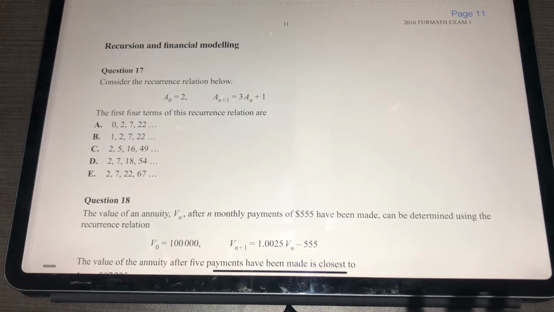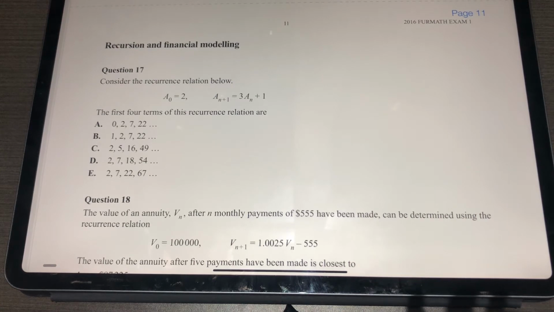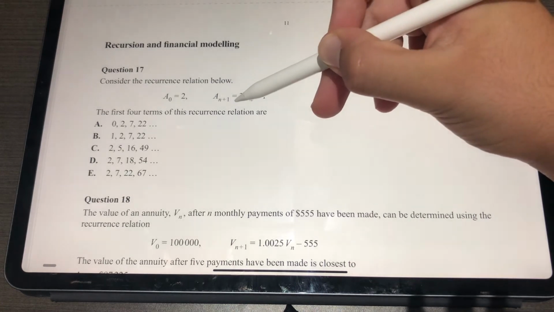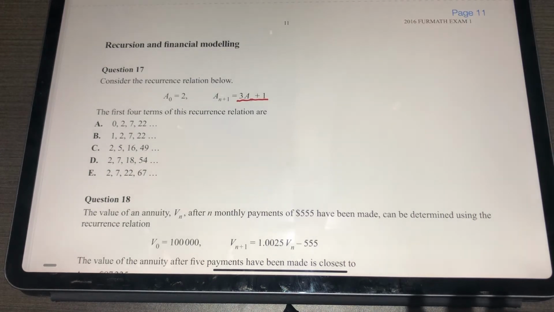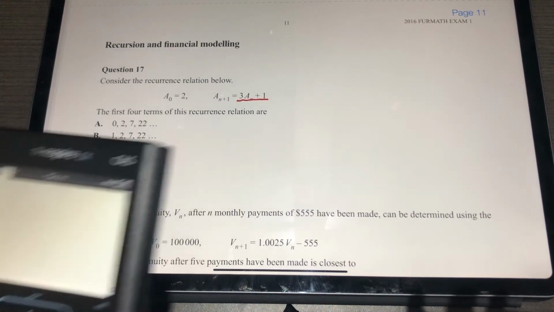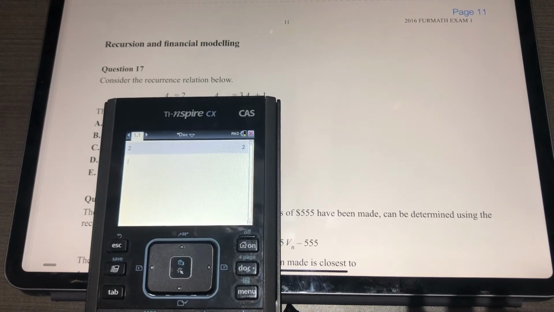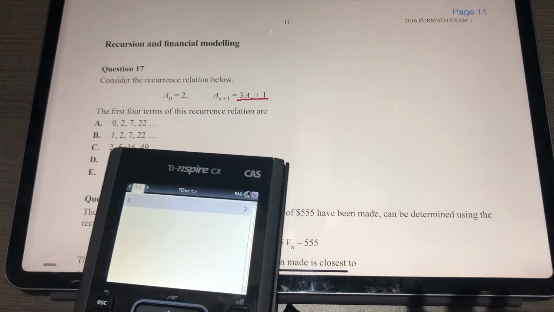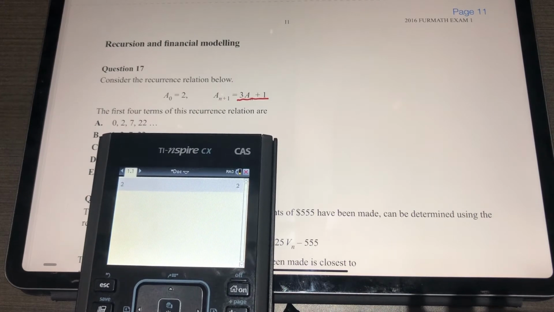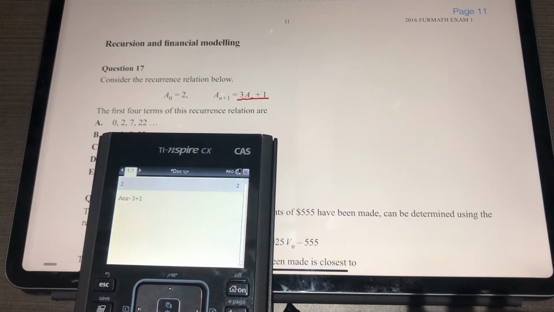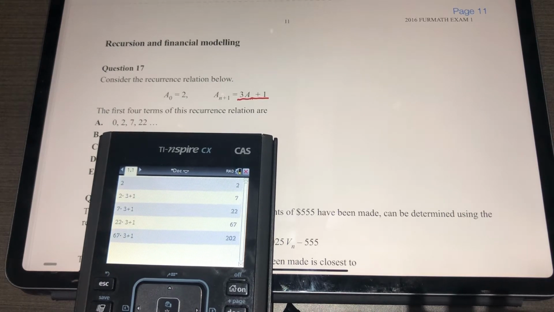Question 17. Consider the recurrence relation below. First four terms of this recurrence relation are, so they've given us the rule here, 3an plus 1, and we have our a0. So all you have to do is put 2 in the calculator, press enter. That's our a0 as shown there. And then we say times 3 plus 1. That's the quickest way to do it. Press enter and you get this pattern.